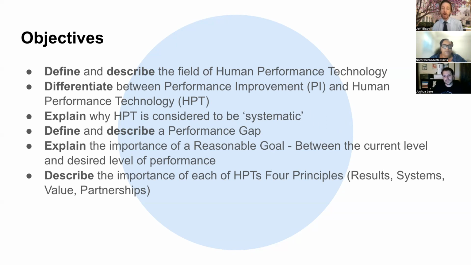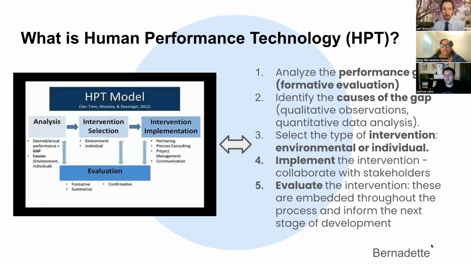We'll define and describe what a performance gap is and explain the importance of a reasonable goal in terms of trying to close that gap between current level and desired levels of performance. And then finally, we will describe the importance of each of HPT's four principles: results, systems, values, and partnerships. And now I will pass it off to Bernadette to get us started.